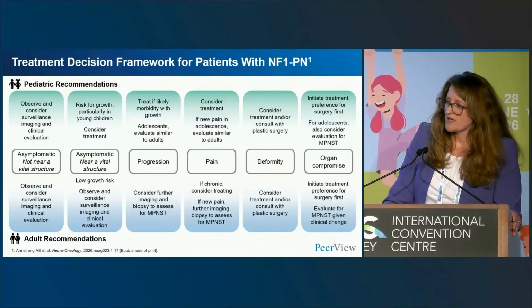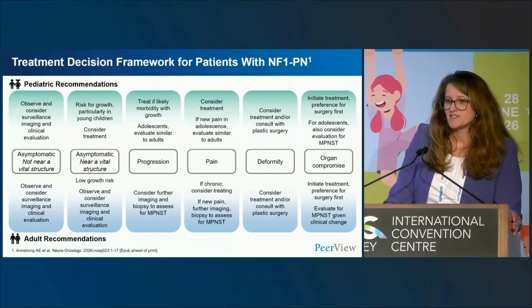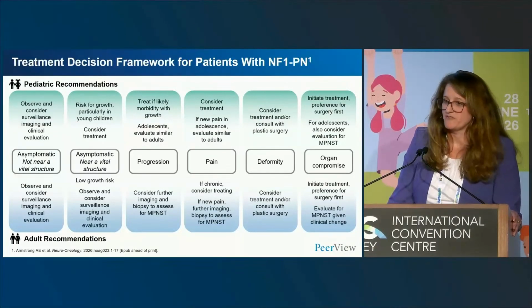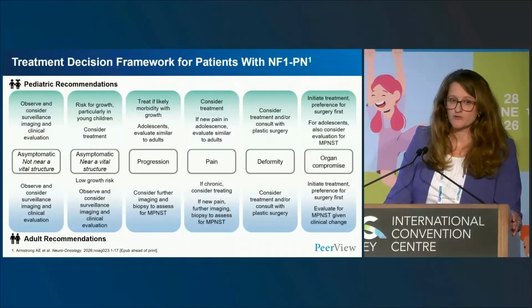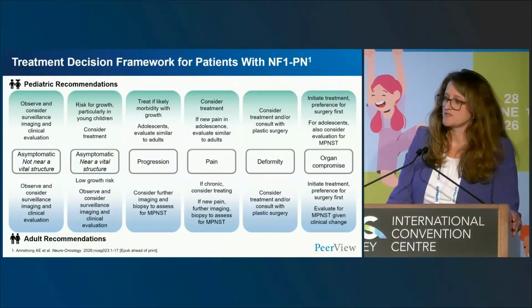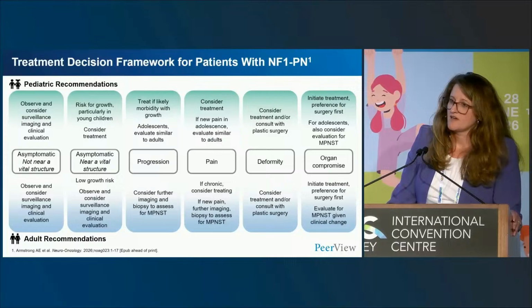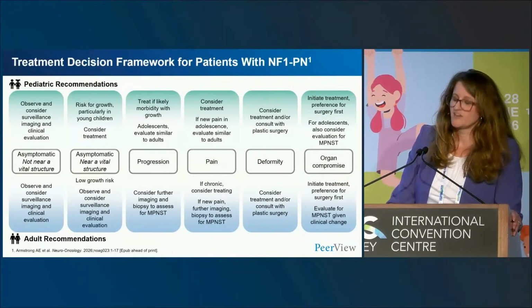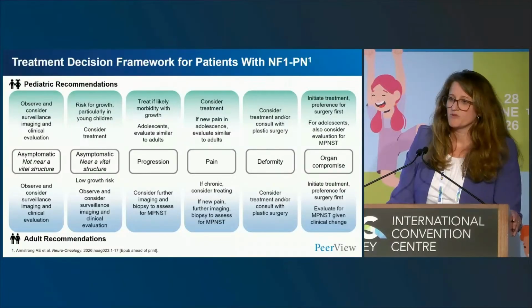And organ compromise, again, this is the same story, different complication, right? If it's truly an organ compromise, what role does surgery play? And then how can we use a MEK inhibitor to best help that patient? And always consider whether or not it's changing into a more malignant form, which would need more aggressive treatment.